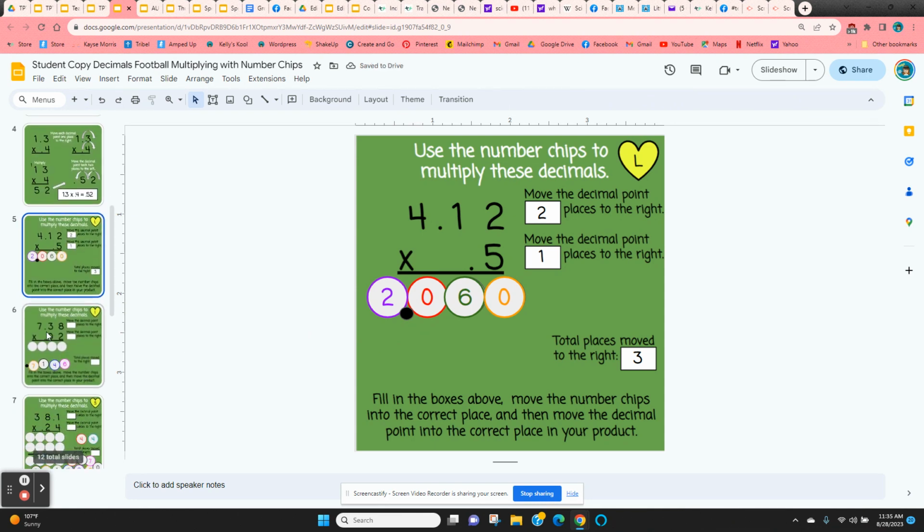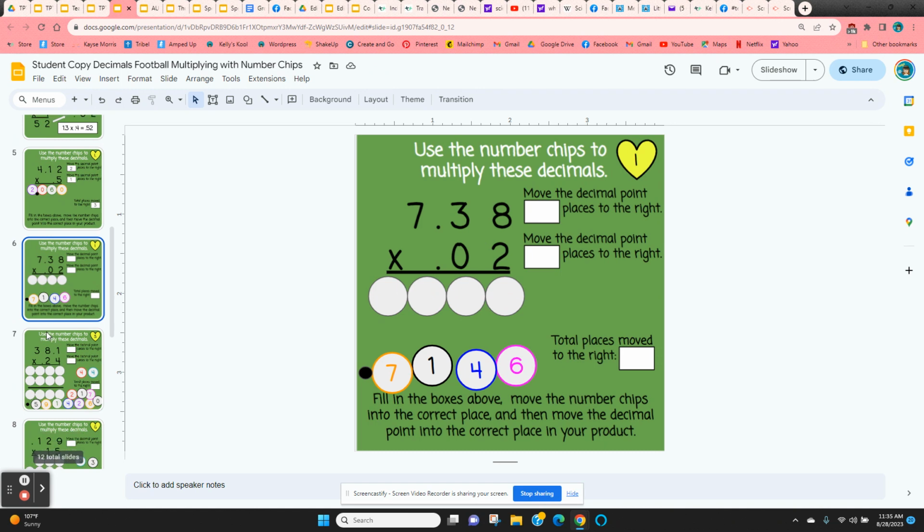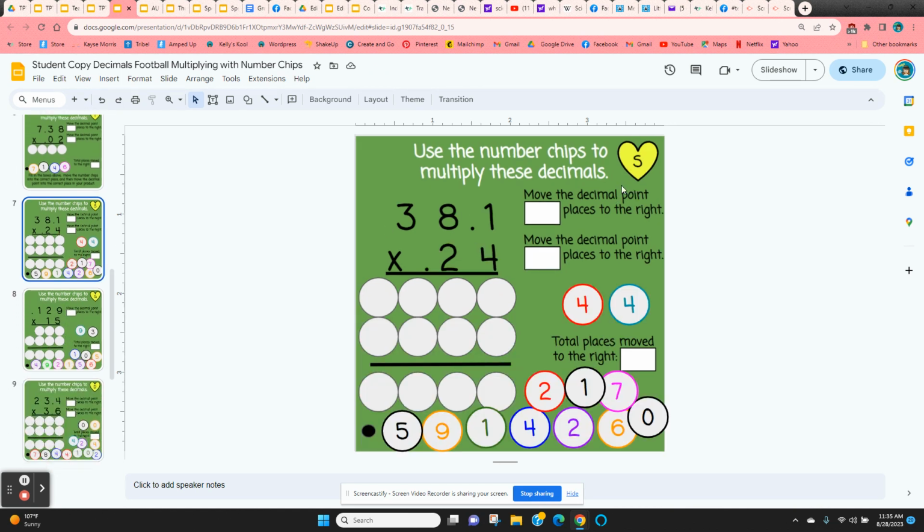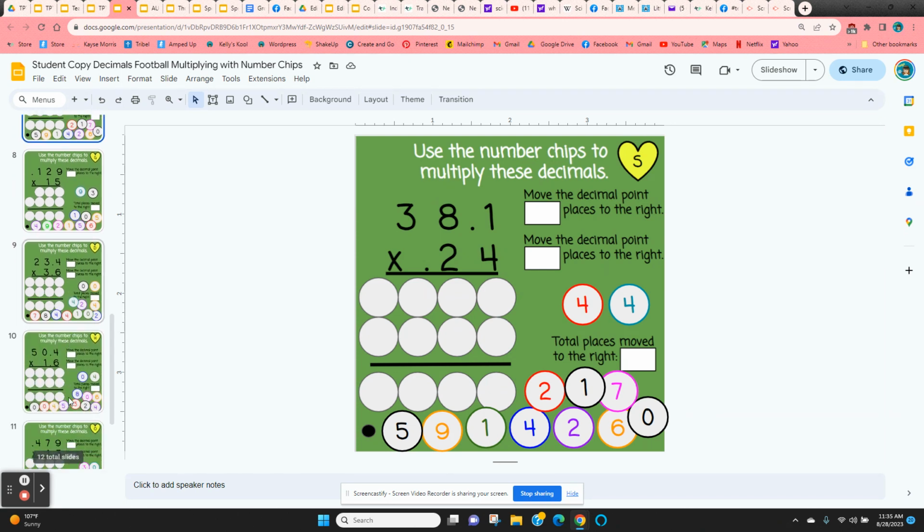So the students have several problems to solve. They get a little bit more difficult as they go. And if you notice, in each of these slides, there's a yellow heart with a letter in it. They're going to use that letter in their final slide to solve a riddle.